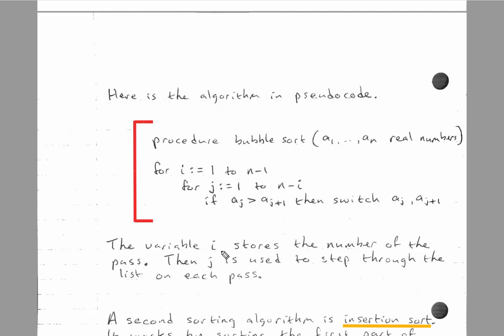So the I stores the number of passes. So when I is 1, we're doing the first pass. And then J is stepping through the list. So when I is 1, J is going from 1 to n minus 1. And it's just comparing AJ with AJ plus 1. That's J going from 1 to n minus 1.